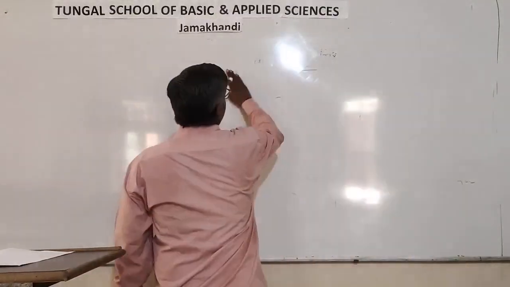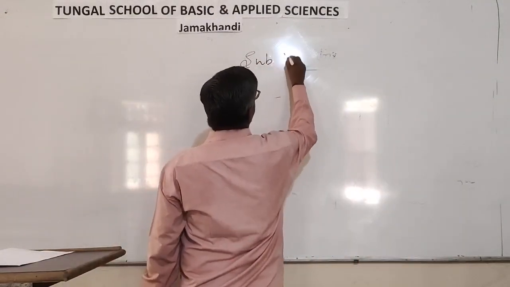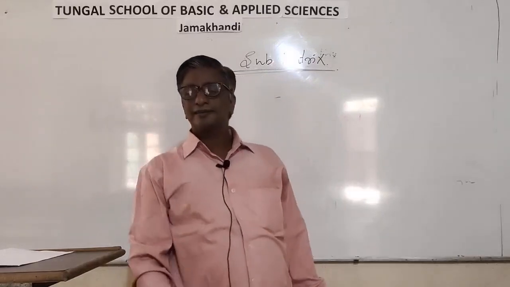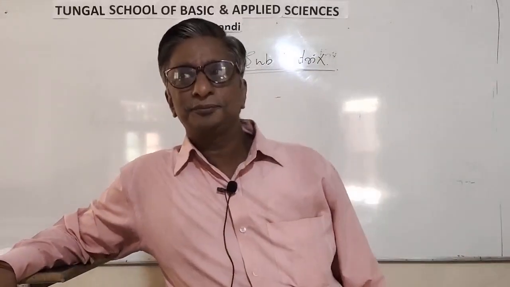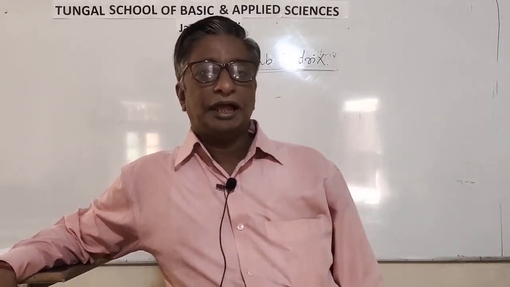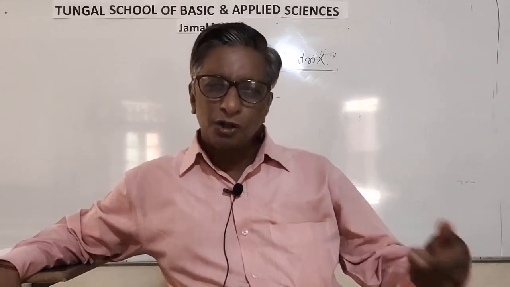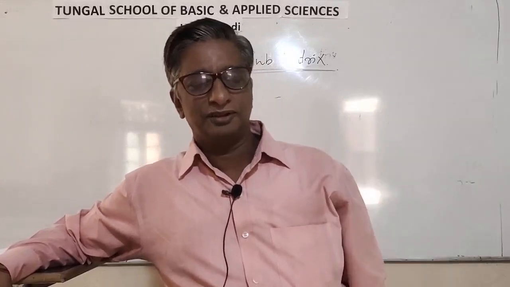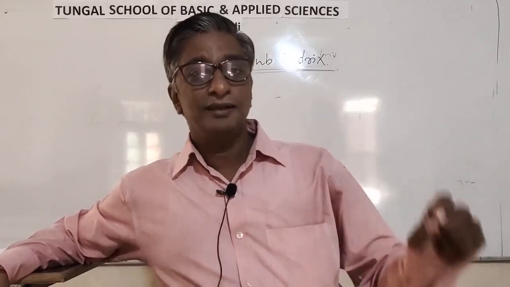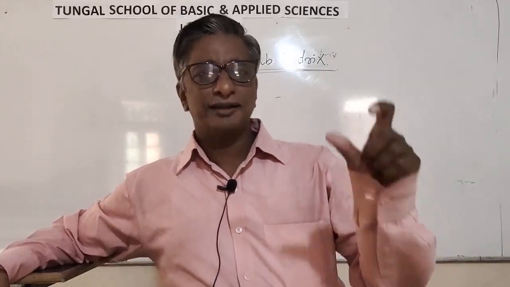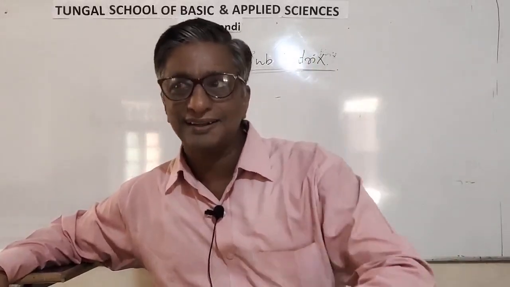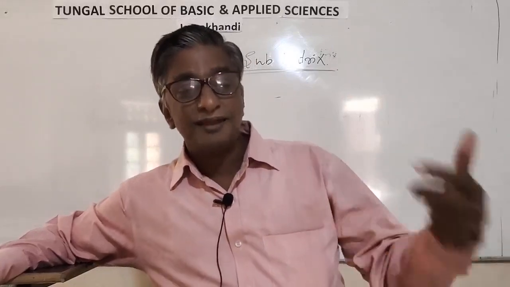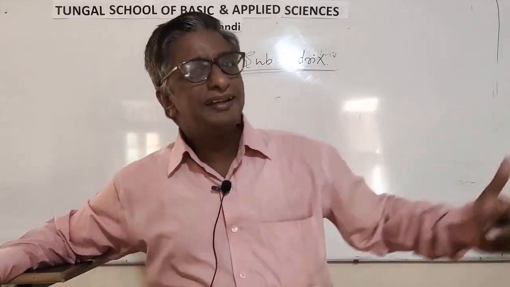Submatrix. Submatrix means one matrix is given, and from that you delete some rows and some columns, and you get another matrix from the given matrix. Then that matrix we are calling a submatrix. If you make one, that is a submatrix. If you make 2 or 3, then those are known as submatrices of the given matrix.